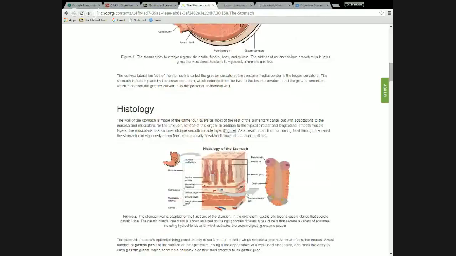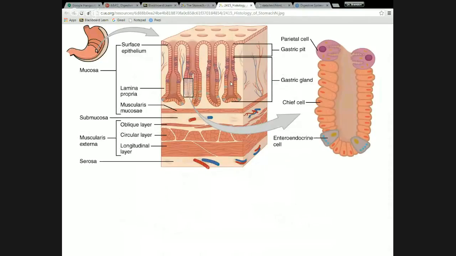This figure shows us the basic structure of the wall of the stomach, its histology. It has, again, the same 4 layers: the mucosa, which has a simple columnar epithelium, its associated connective tissue in the lamina propria, and a thin layer of muscle tissue called the muscularis mucosae. And then it has a submucosa, which is deeper connective tissue. And then it has the muscularis layer, which is, again, for the stomach, 3 different layers. And it has a serous membrane layer on the outside.